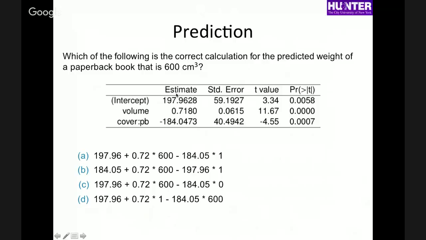So we start with the slope, 197, which allows us to eliminate this. It's 600 cubic centimeters, so it has to be one of these. I'm going to eliminate D. And then it's a paperback, so someone tell me which of A and C is correct. A, yep. Nice big hockey stick there. Multiple regression is fun, right?